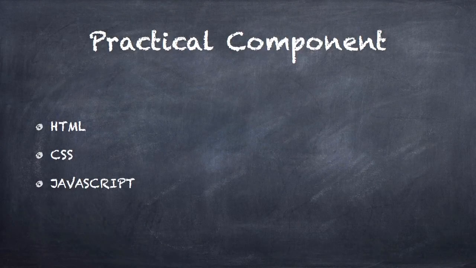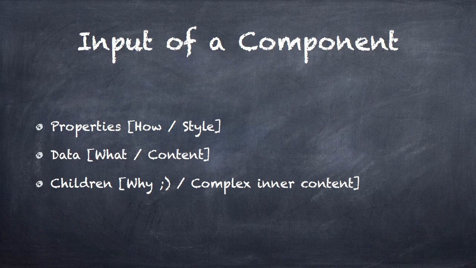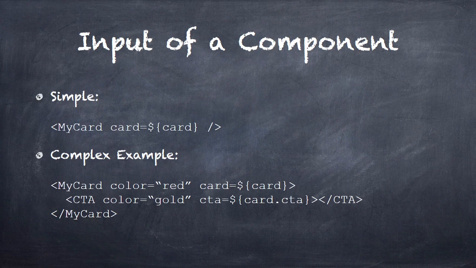Very normally, you have the HTML, the CSS, and the JavaScript. And then a component has some kind of input. So you have the properties, how a component is styled, what a component is displaying, and then in the end, the children, some complex inner content. So to give an example, a very, very simple component is here, my card equals card.